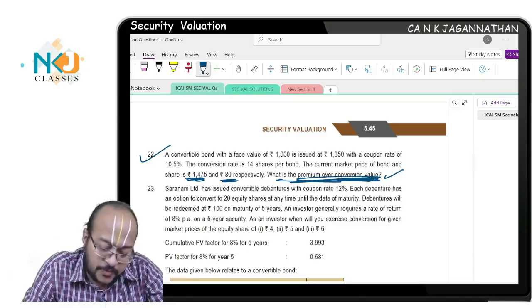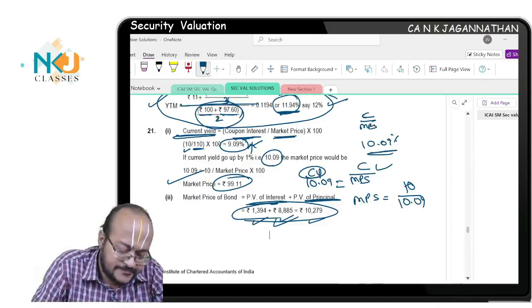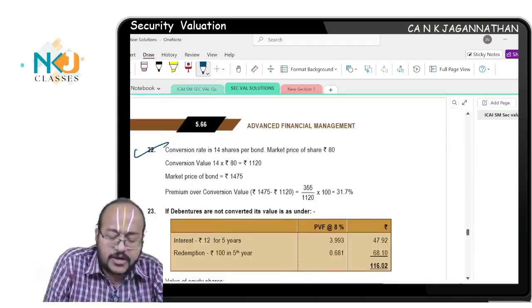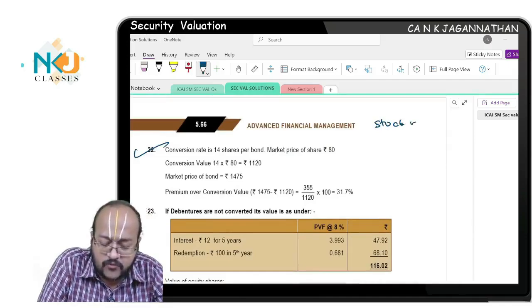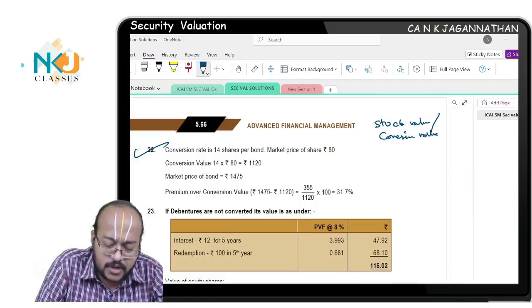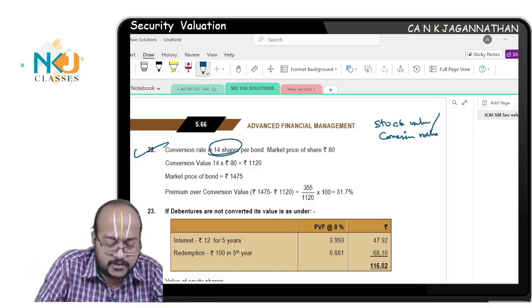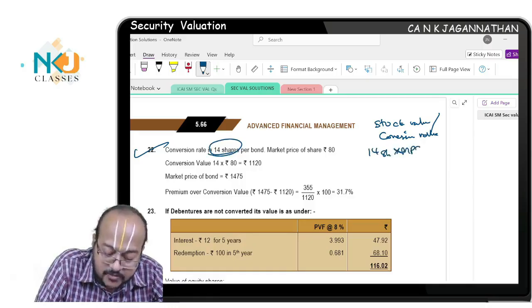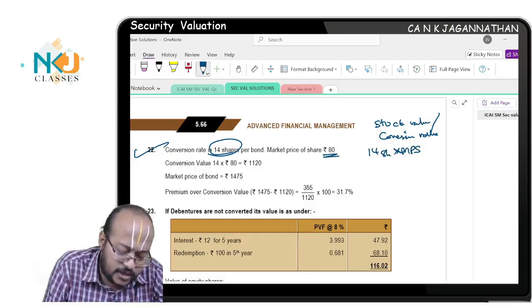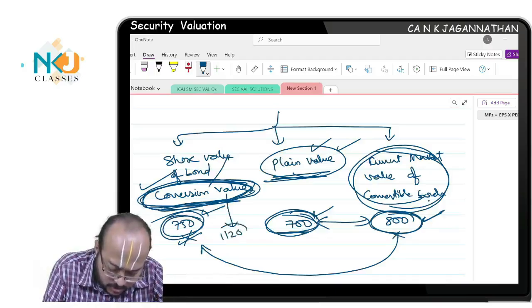Right. Now, what is the premium over conversion value? First, you need to find out the conversion rate. How many shares have been allotted? First, conversion value, the stock value of the bond. Stock value, I can call it conversion value also. Conversion value or stock value of the bond is nothing but the number of shares allotted for one bond into the market price of equity shares. How many shares are allotted? 14 shares. 14 into 80, how much is that? 1120. 1120 is nothing but the conversion value in this question.